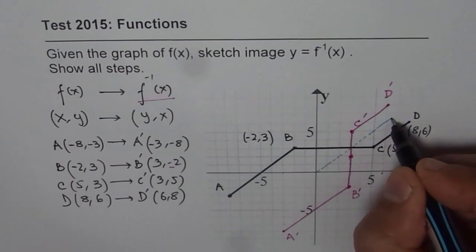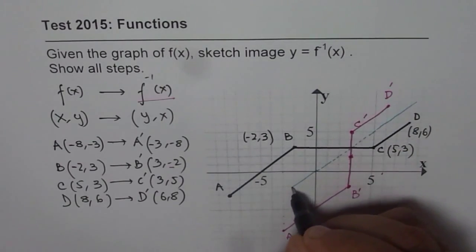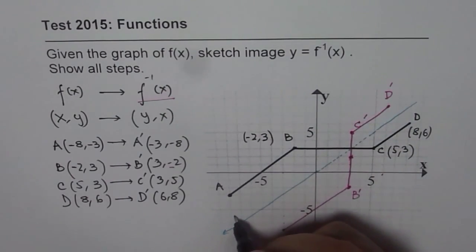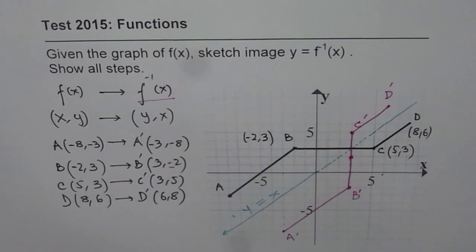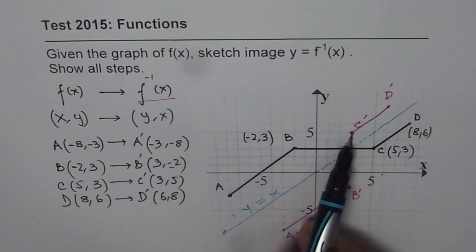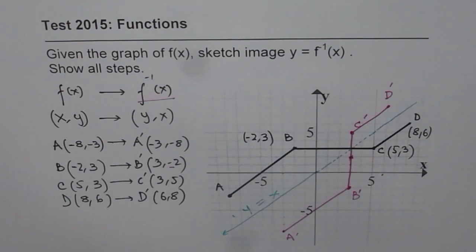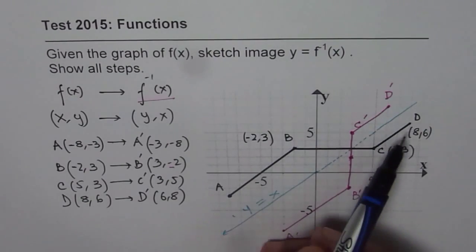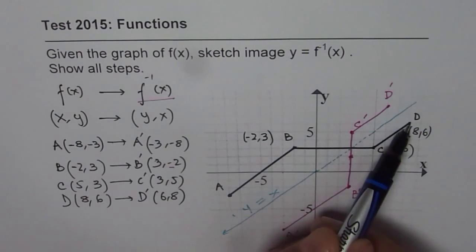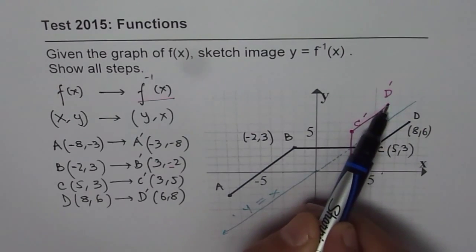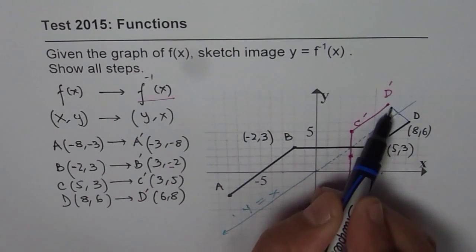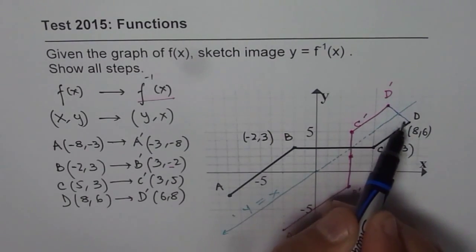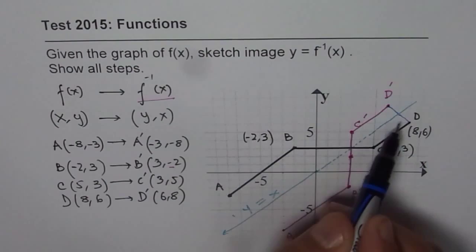This is y equals x. Okay, so let me just sketch one. So this is the line which I'm saying is y equals x. Now if you reflect each point, then you should get the image point. Let me show you how to reflect. So let's start with D. So D is one diagonal away, so it goes to the other diagonal, right? So we get here. So it is one position and then one here. Mirror image, right? So same distance on both sides.